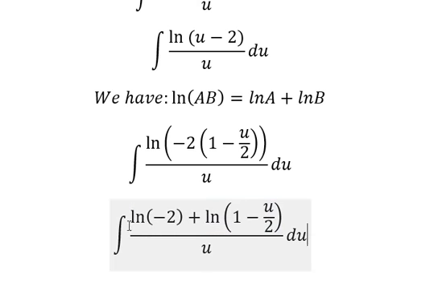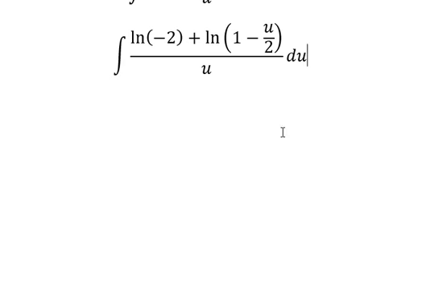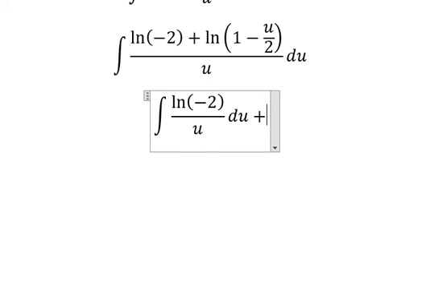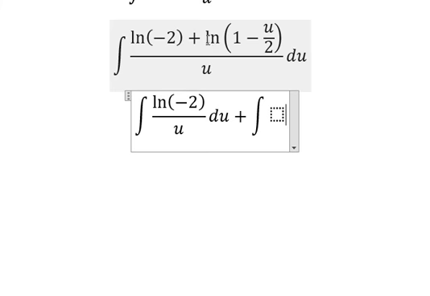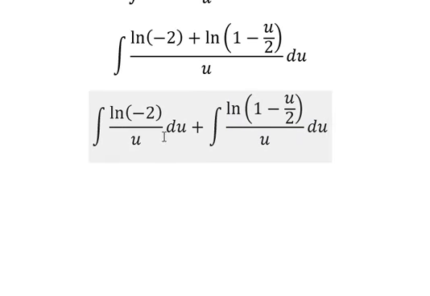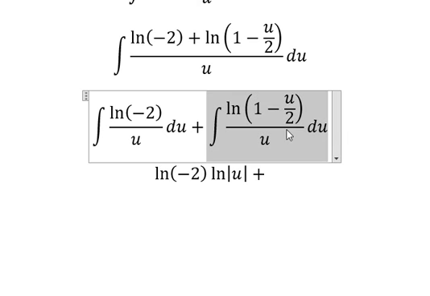So in this situation, we can accept ln of negative 2. This is a complex number right now. Now we need to separate them in here. So the integration of this one, we have ln negative 2, ln of the absolute value of u. Now we need to consider this one.